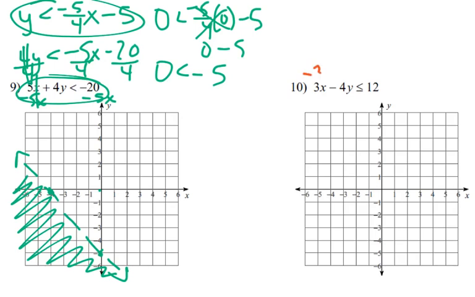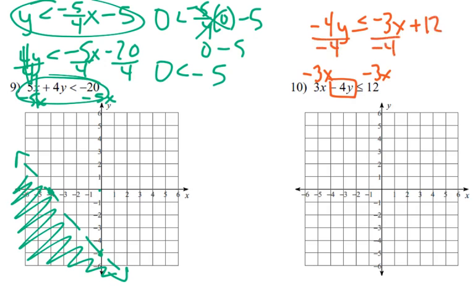Okay, number 10. Subtract 3x from both sides. Now that negative stays with that 4, so we get -4y is less than or equal to -3x plus 12. Now we divide by -4 on everything. That becomes y. Now because we're dividing by a -4, that inequality has to change direction. Negative over negative makes a positive 3/4 x. Positive over negative, 12 divided by 4 gives us a -3.